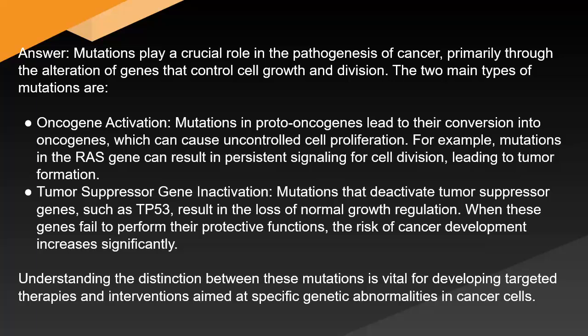Tumor suppressor gene inactivation. Mutations that deactivate tumor suppressor genes, such as TP53, result in the loss of normal growth regulation. When these genes fail to perform their protective functions, the risk of cancer development increases significantly. Understanding the distinction between these mutations is vital for developing targeted therapies and interventions aimed at specific genetic abnormalities in cancer cells.